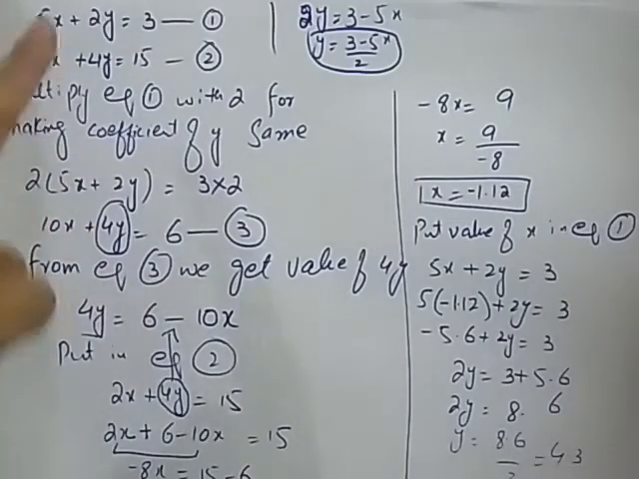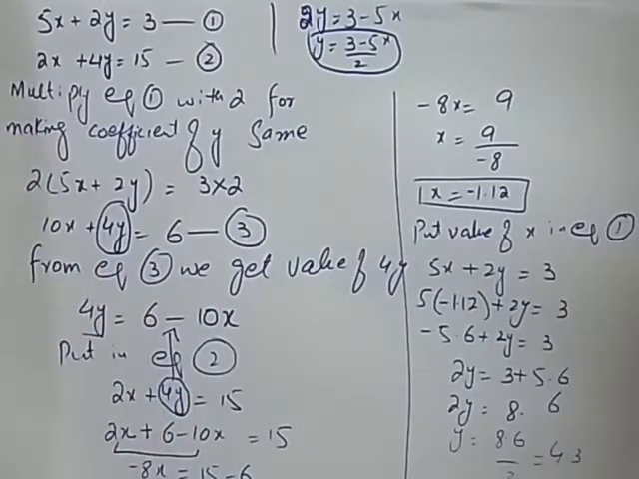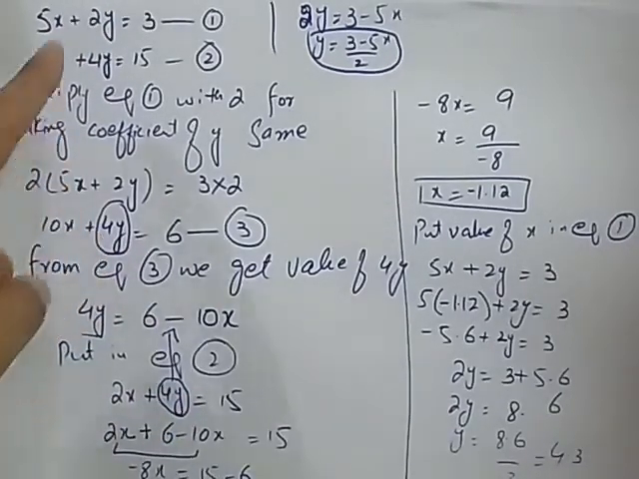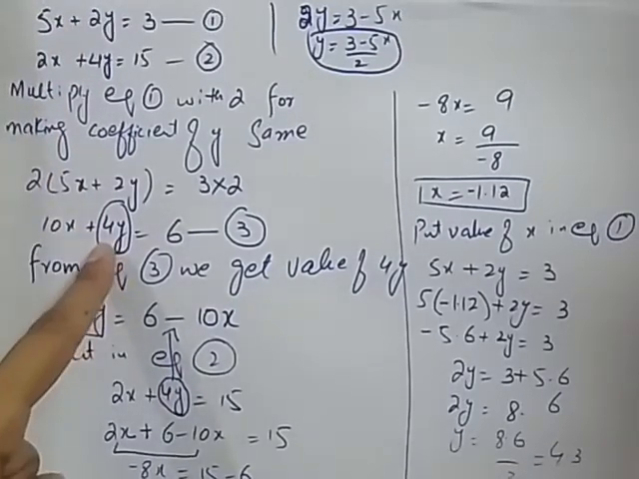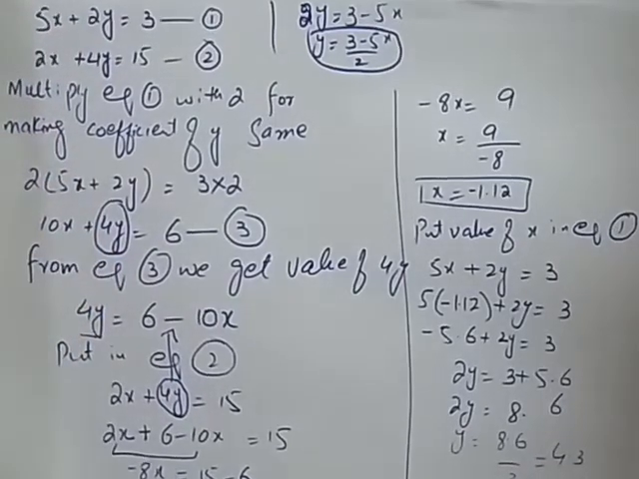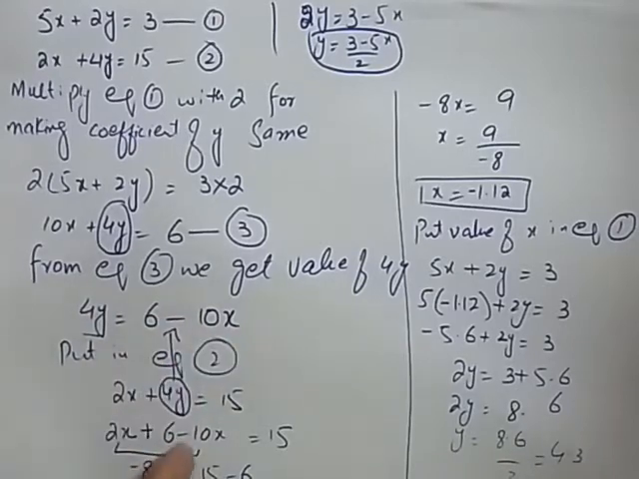So it was easy for me to convert equation number 1, so I converted it into 4y. From equation number 2, I converted equation number 1 by multiplying with 2. Now from here I got the value of 4y. Now 4y is equal to 6 minus 10x. So at the place of 4y, the value 6 minus 10x is to be replaced. The next procedure is the same as we have done in the elimination method. It is very much clear to you, and you are already doing very good worksheets. So come to the next question.